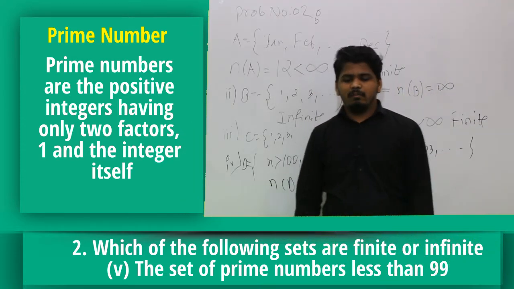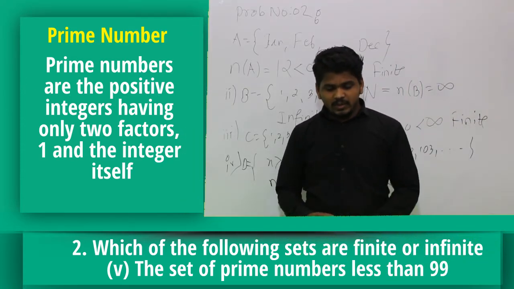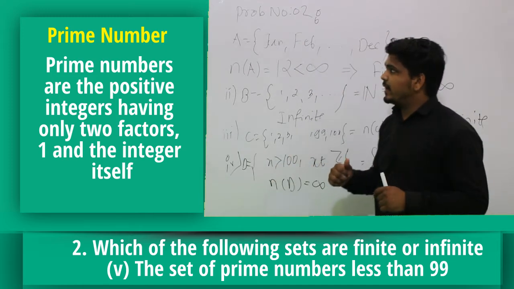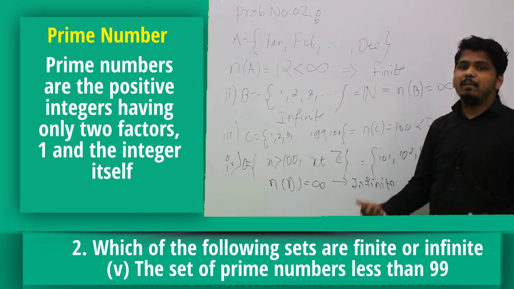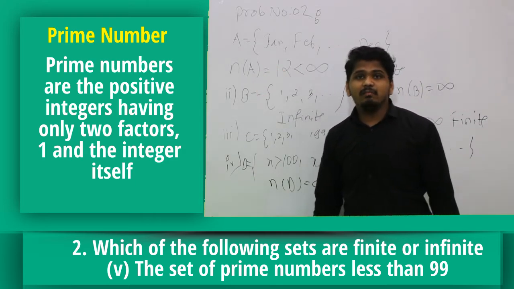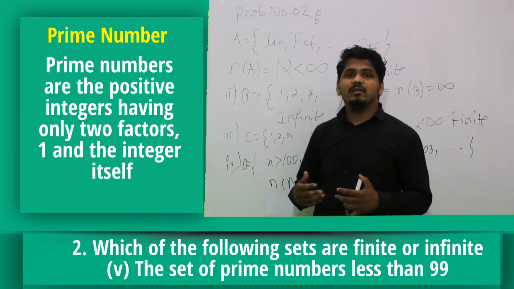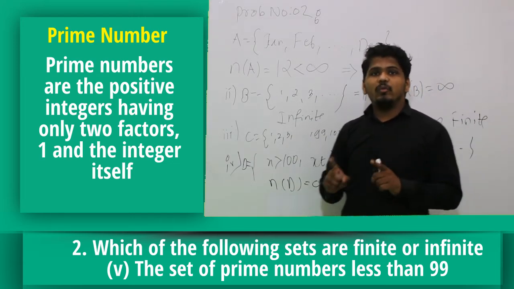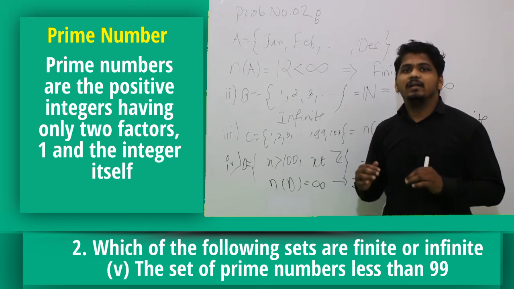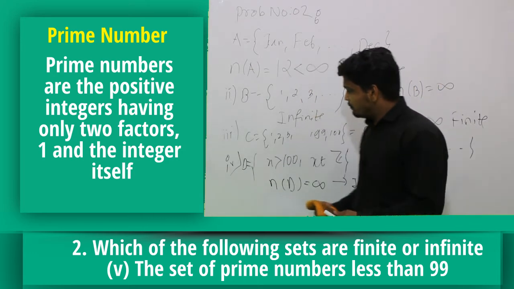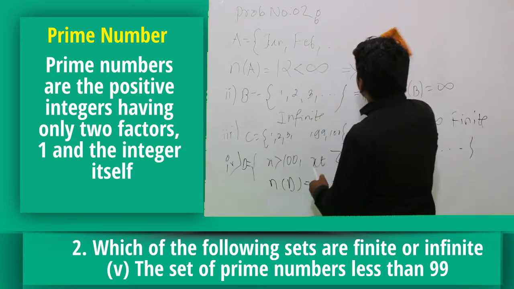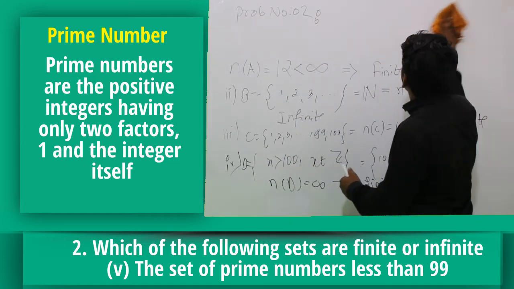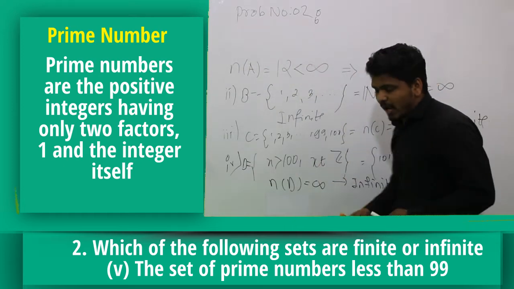Now we will see example number 5. What does example 5 say? The set of prime numbers less than 99. For this, you will require what is meant by a prime number. A prime number is a number that has divisors 1 and itself only. A number having no divisors other than 1 and itself is called a prime number. Means the prime number depends upon its divisors. Suppose it has divisors 1 and itself only, that number is called a prime number.